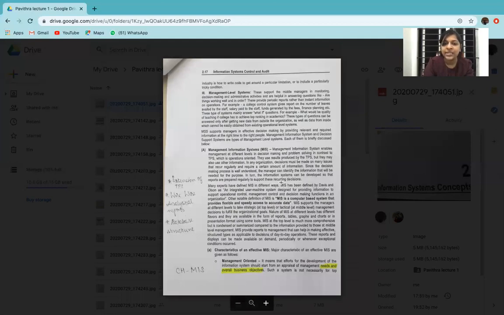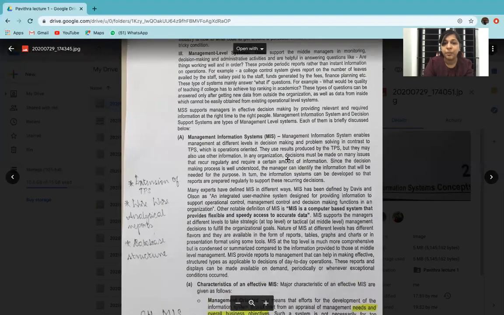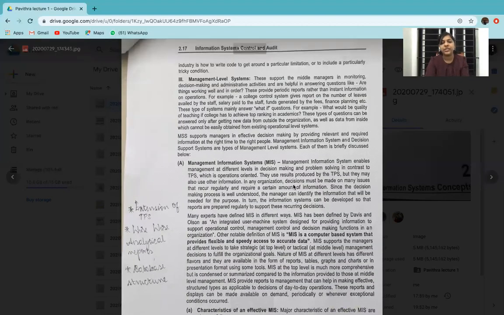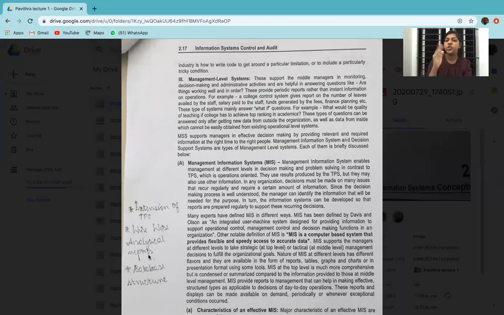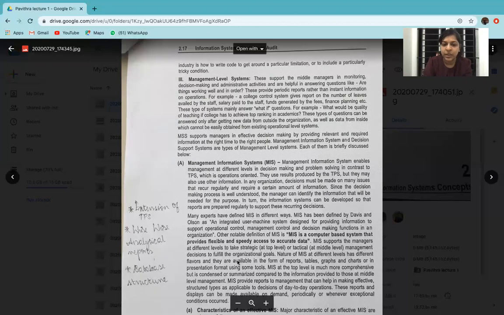Moving on to the next level of management, which is the mid-level, that is the management level system. Here we have the management information system. What is a management information system? It is an extension of the transaction processing system. The output of TPS is going to be the input of MIS, and it provides analytical reports. It is in the form of a database, which is not in the TPS.